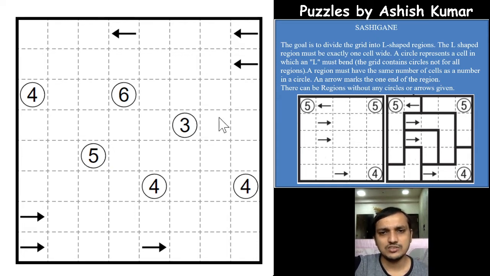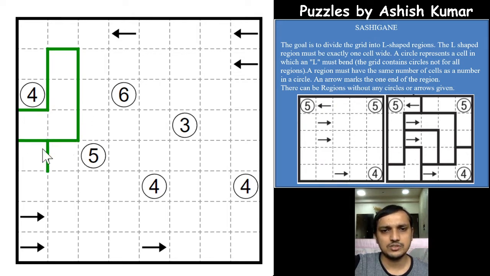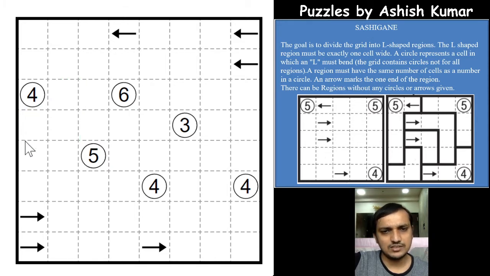There are some circle cells with numbers and arrows in the grid. There might be some circle cells without numbers too, but here there are some circle cells with numbers. You have to divide the grid into regions of L shape. The L shape can be of any number of cells, for example, this is an L shape region, right? Or this is a small L shape region. You can have an L shape region of any size.